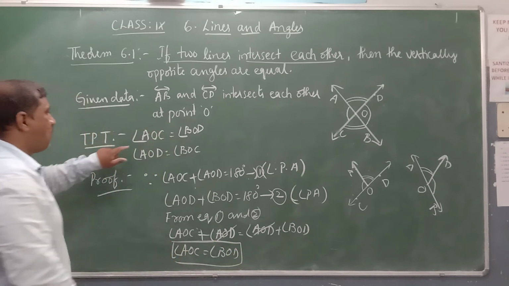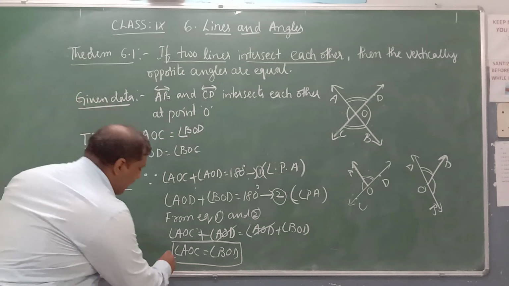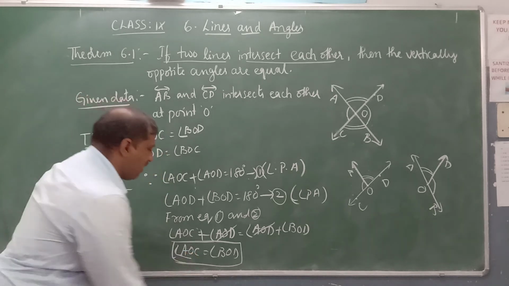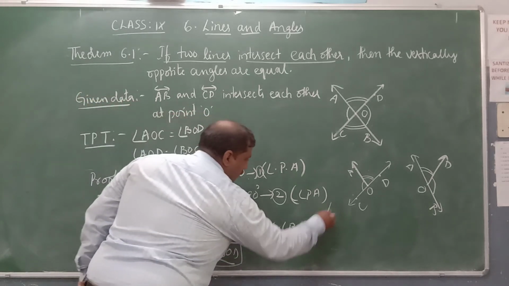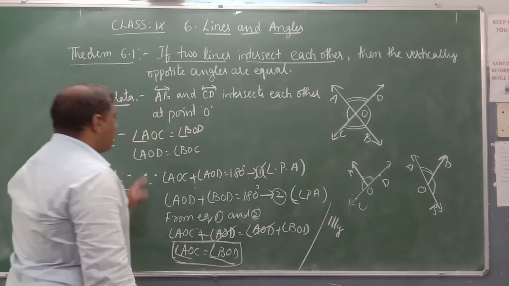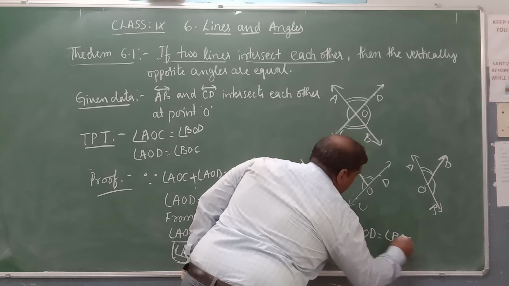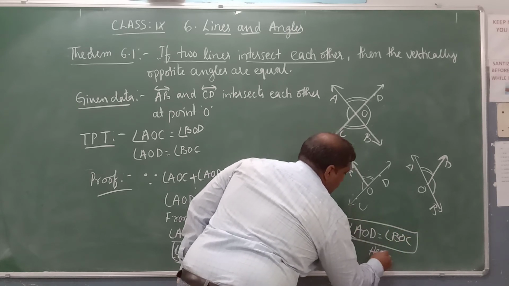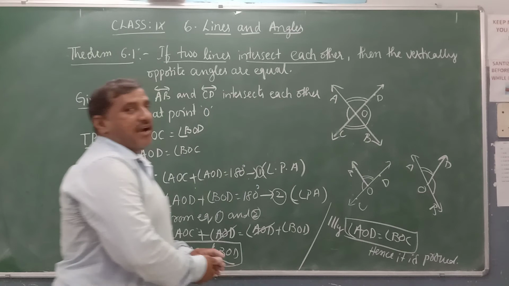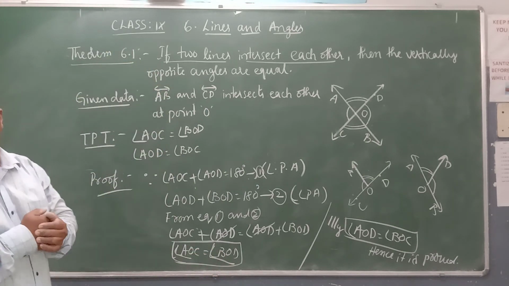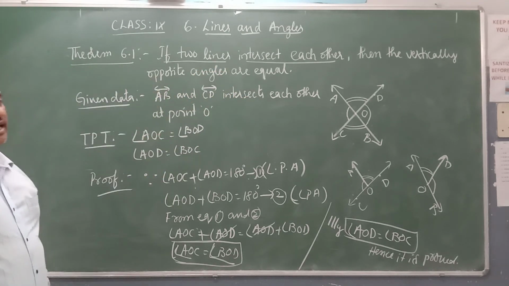Yes, it is proved. What we had to prove: angle AOC is equal to angle BOD. One pair of vertically opposite angles we proved. Similarly, we can prove angle AOD is equal to angle BOC. Hence, it is proved. So we prove this statement using the concept of linear pair of angles: if two lines intersect each other, then the vertically opposite angles are equal.